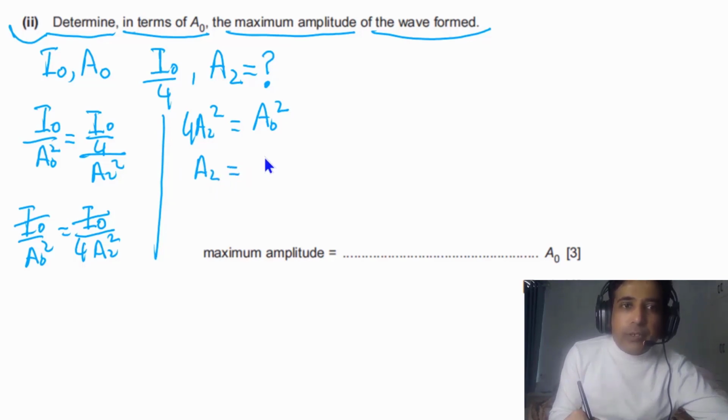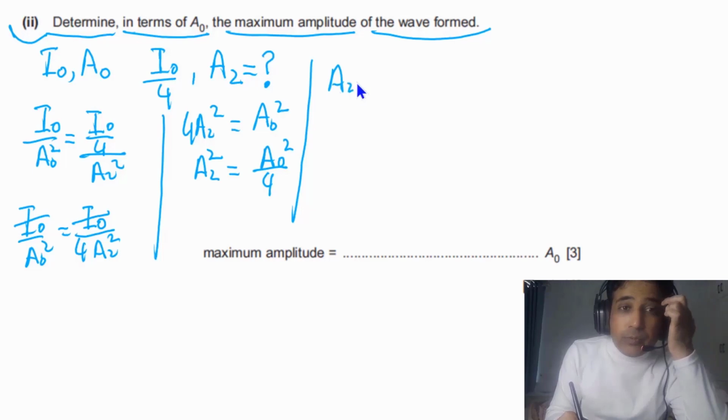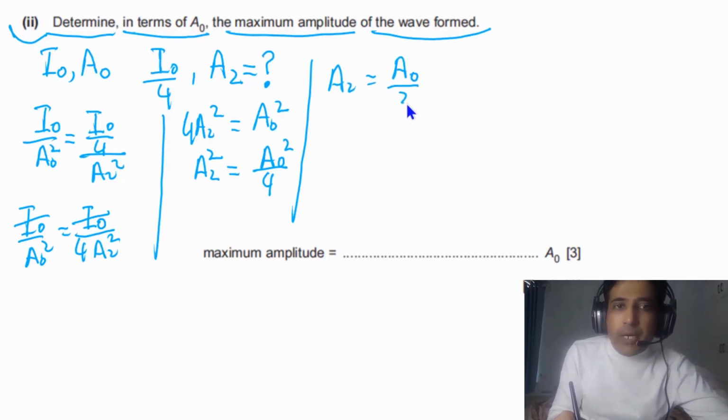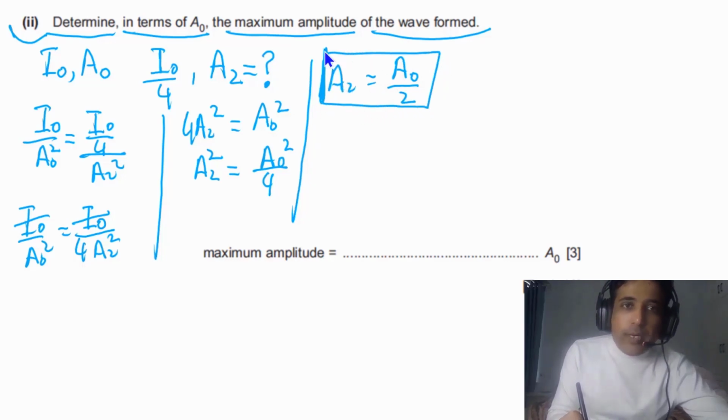So we can write A2 square is A naught square by 4. From here we can write A2 will be equal to A naught divided by 2, because if we take the square root on both sides, we get A2 equal to A naught by 2. So A2 is half of the amplitude of wave 1.